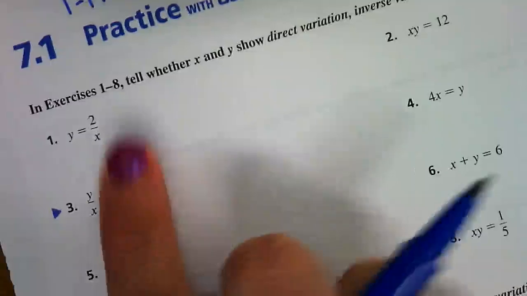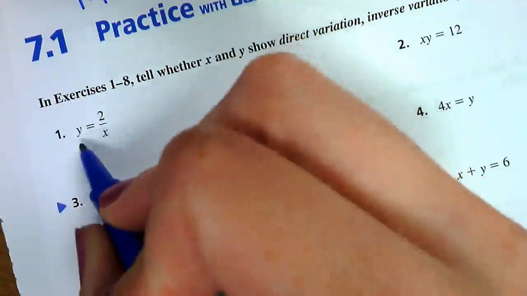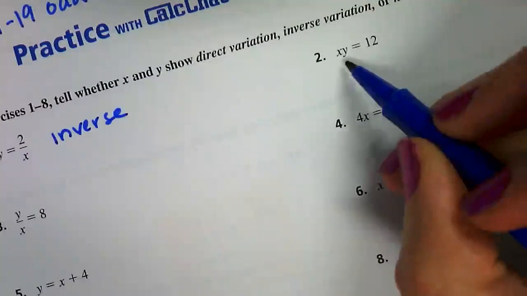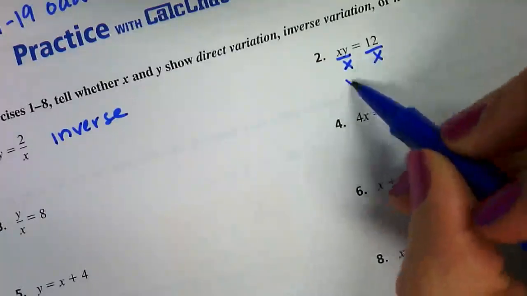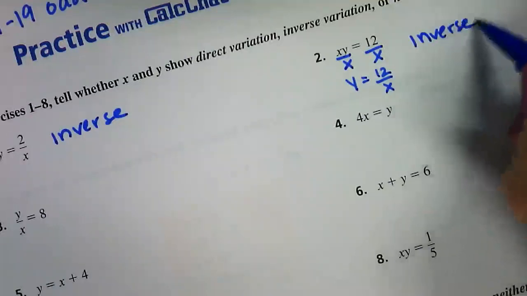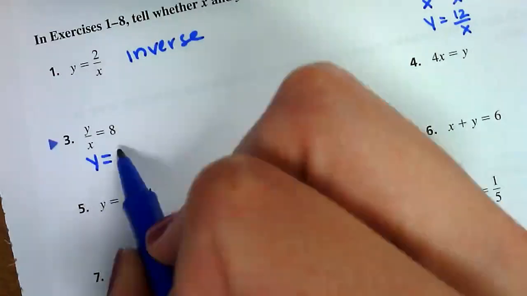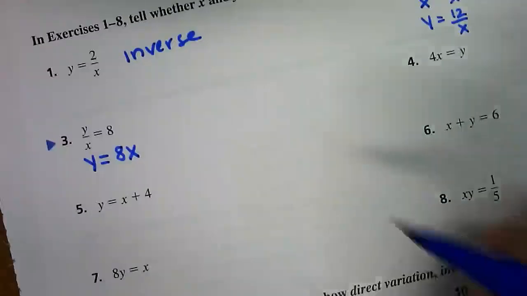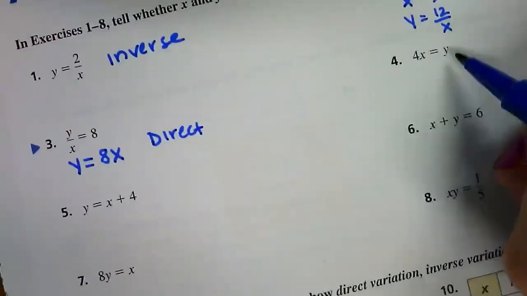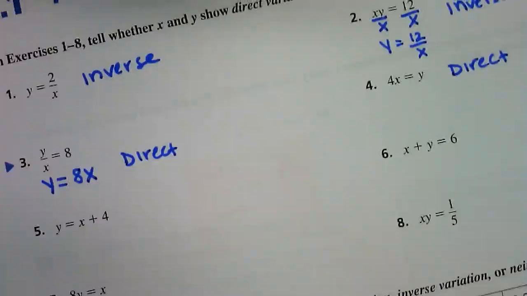So let's take a look at these numbers. For number 1, y is equal to 2 over x. Y is by itself and the x is in the bottom, so this is inverse. For the next one, y is not by itself, so I'd have to get y by itself. And then x is in the bottom, so this one is inverse. For number 3, y is not by itself. To get y by itself, I'd have to multiply both sides by x. So this is a number times x, so this is direct. For this one, y is by itself, and it's a number times x, so it's direct.